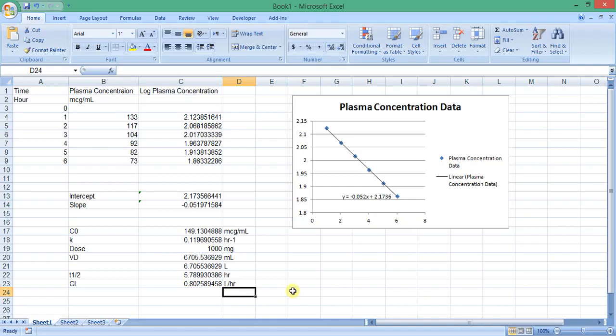Now we have calculated the main pharmacokinetic parameters from plasma concentration versus time data using Excel. This represents the pharmacokinetic parameters after intravenous bolus administration.